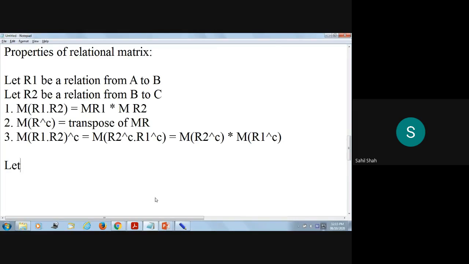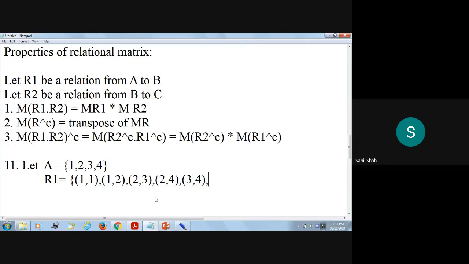Example number 11, I guess. A equal to {1, 2, 3, 4}. R1 equal to, the relation is given: (1,1), (1,2), (2,3), (2,4), (4,3), (4,1), (4,2). So that is R1.